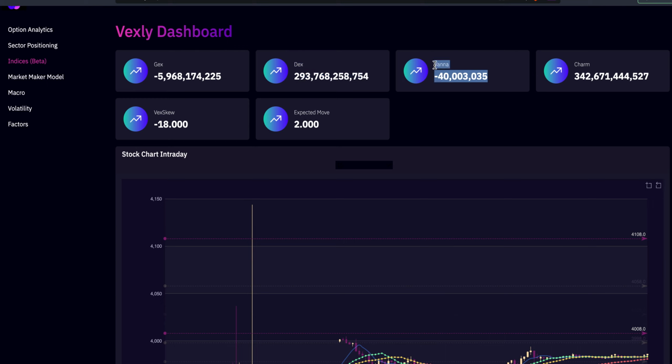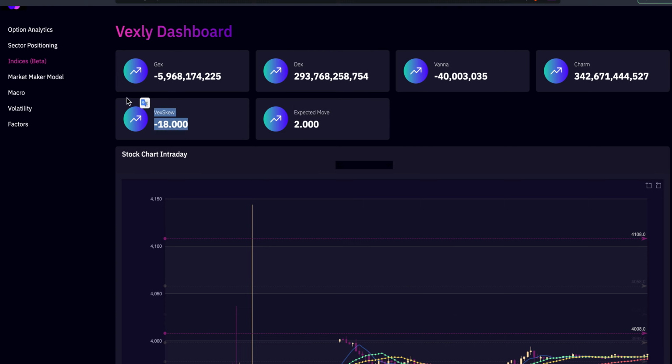You've also got the numbers to refer to in the training cheat sheet in Discord. Charm levels, the expected move. Just FYI for new people, this isn't saying we're expected to move up 2%. This is just saying that there's a 2% range for today. That could be from low to high, so we could go down 1.5% and only up 0.5, right? That's still a 2% move.